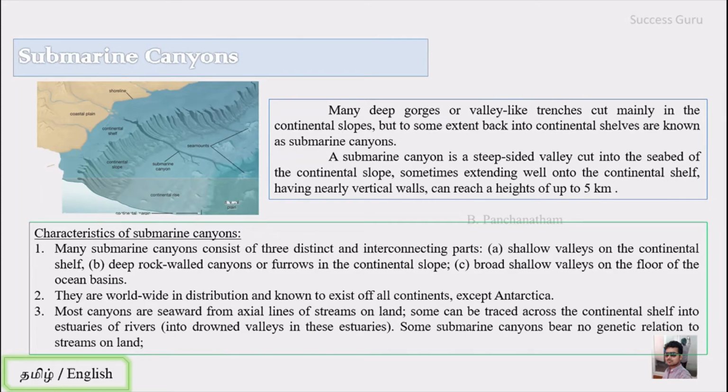The third characteristic is that most canyons are seaward from the axial line of a stream on land. Some can be traced across the continental shelf into the estuary of the river. Some submarine canyons bear no genetic relation to a stream on land. So submarine canyons can be classified into two. Some submarine canyons extend towards the land stream, that is, they are in the axial line of the land stream. It simply feels like the stream is continuing into the sea, right? So there are submarine canyons like this, and there are also submarine canyons which don't have any relationship with a land stream. So there can be two different types like this.